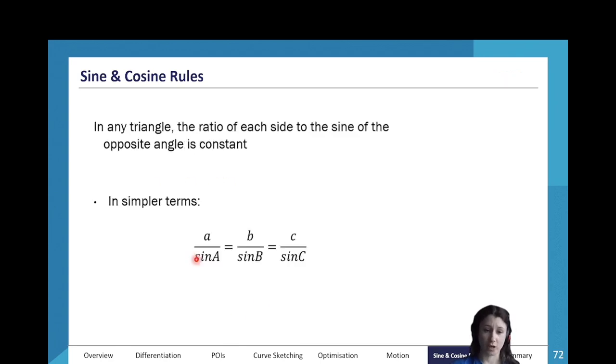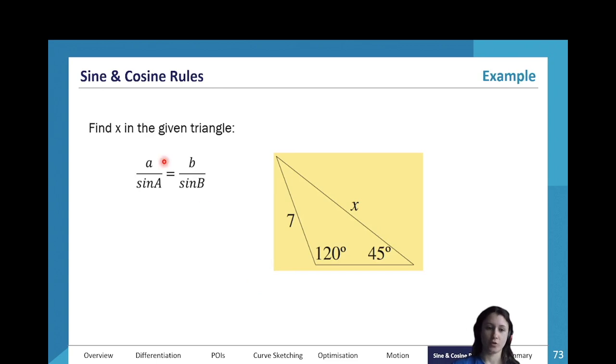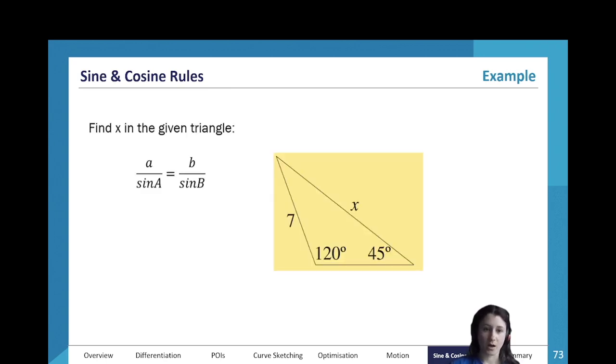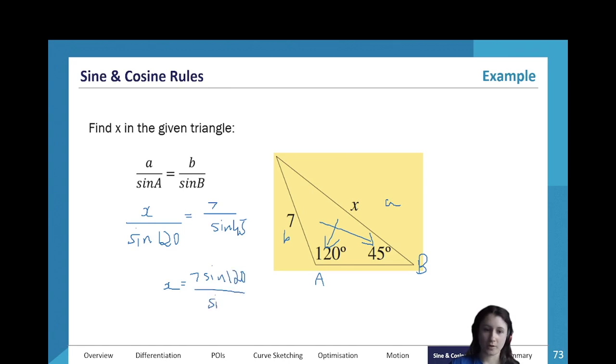You can just kind of take a chunk out of it. You don't need to use all three of them. You just take a chunk out, because we only have one value here. So we're going to have the side x over the sine of its opposite angle, which is 120 here. Right, because this is A, this will be B, and this will be B, because those two are opposite too. Then we're going to have 7 over sine 45. And now, as you can see, the only unknown we have is x, which means we can just isolate it. So we're going to have 7 sine 120 over sine 45.